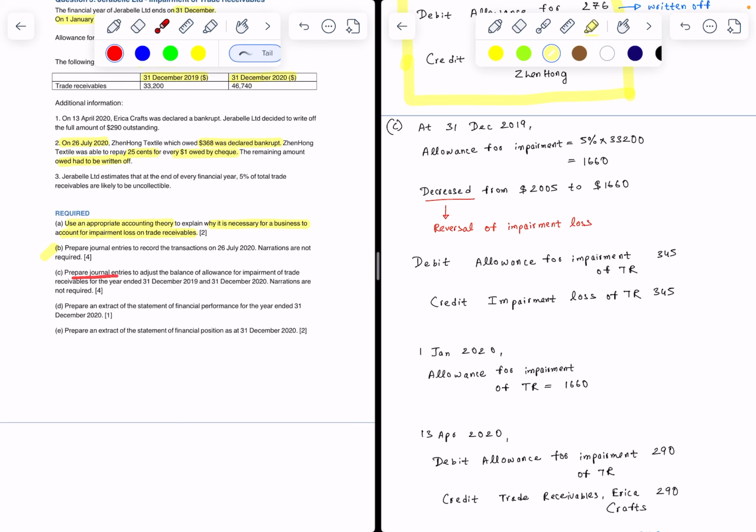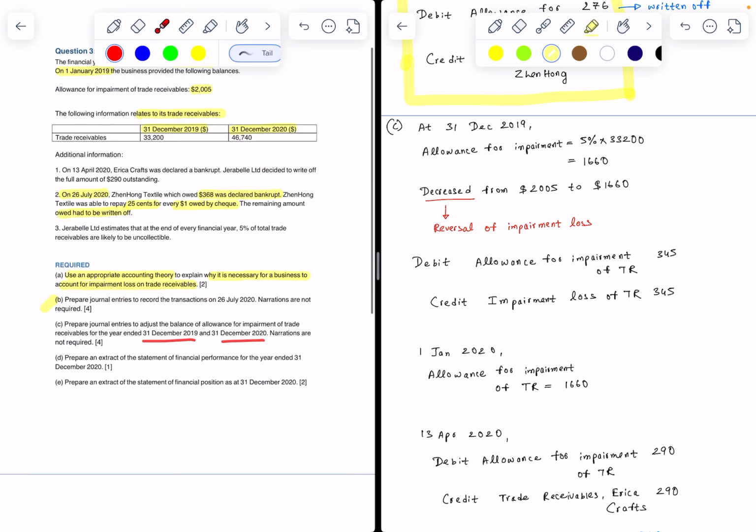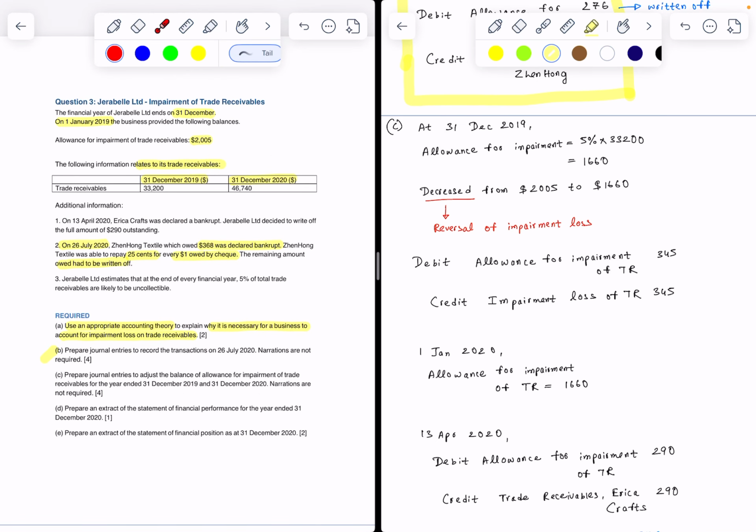Prepare journal entries to adjust the balance of allowance for impairment of trade receivables for the year ended 31 December 2019 and 31 December 2020. All right. So at 31 December 2019, we first want to finalize the closing balance for the allowance for impairment of trade receivables, which can be calculated based on additional information number 3.